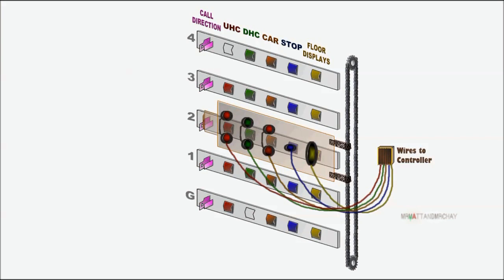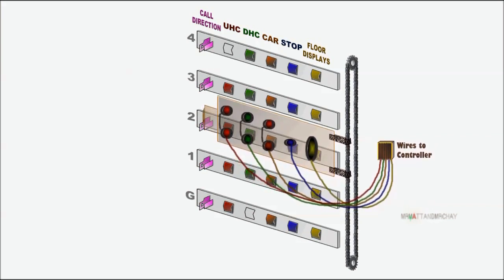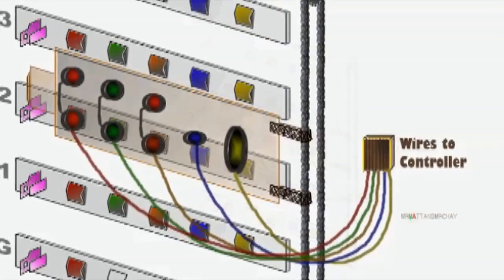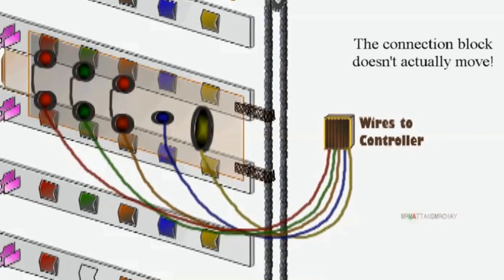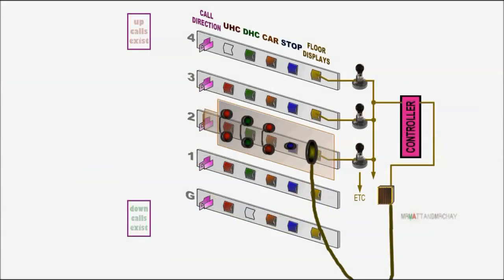These brushes need wires attached to them. The wires move up and down with the carriage and terminate into the connection block at the side. The connector block doesn't actually move, but it would have taken a lot longer to do this animation without it moving. Let's go back to basics about circuits.